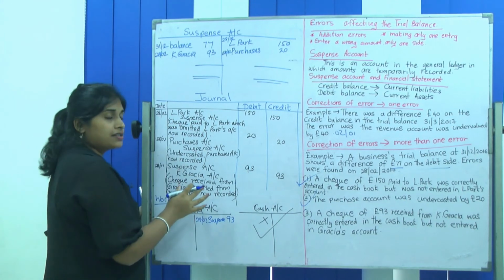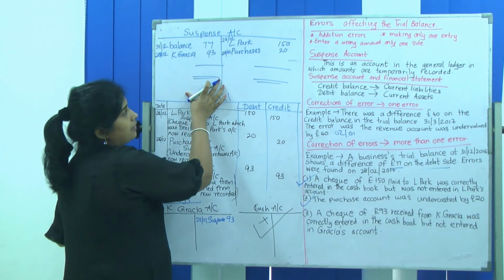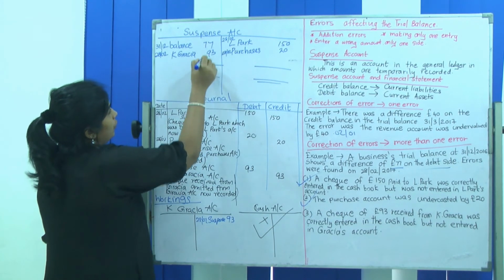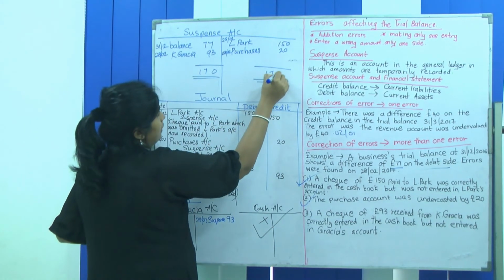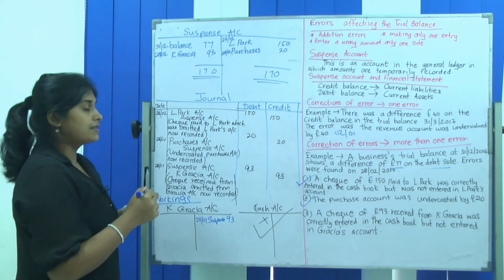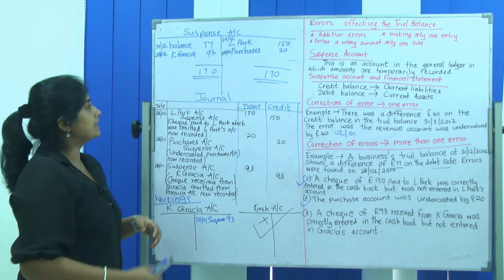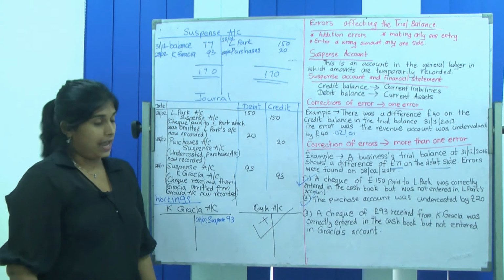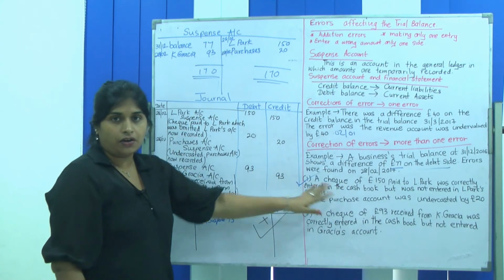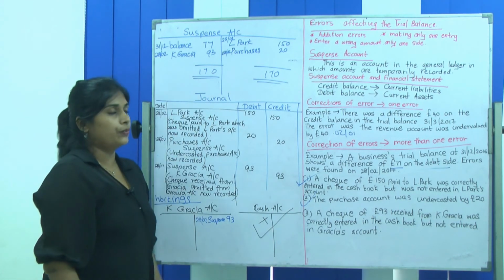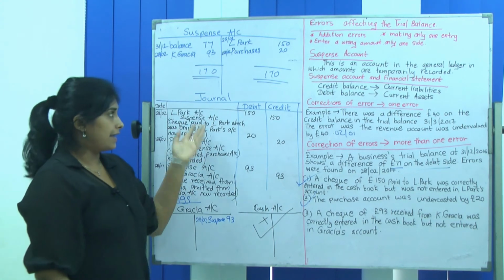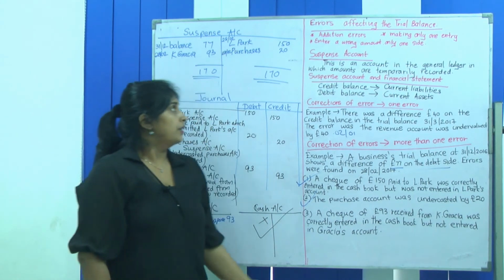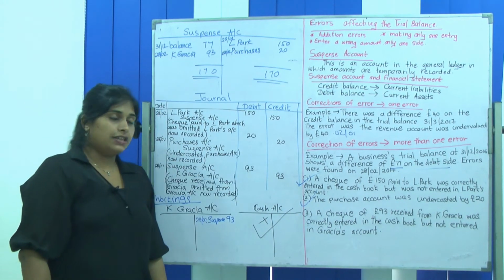So if you have done the sum correctly, your debit side should agree with the credit side. If you add these two, you'll see both sides come to 170. That's why it's called a temporary account. It will be there until you find out the errors. As soon as you find and correct all the errors, the suspense account will be closed or cancelled. I hope you understood. These are the errors which affect the trial balance.